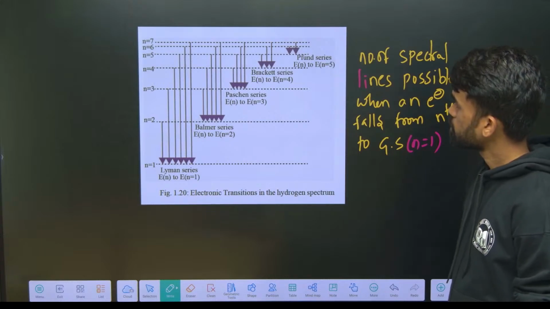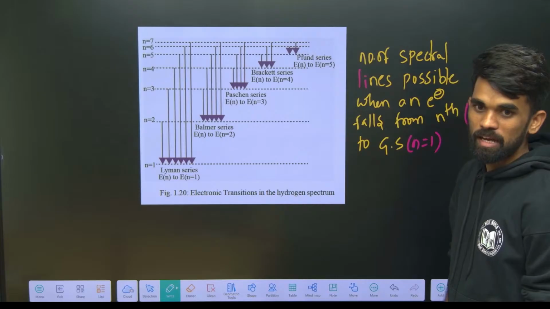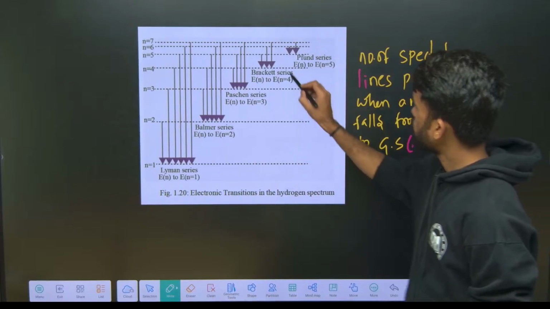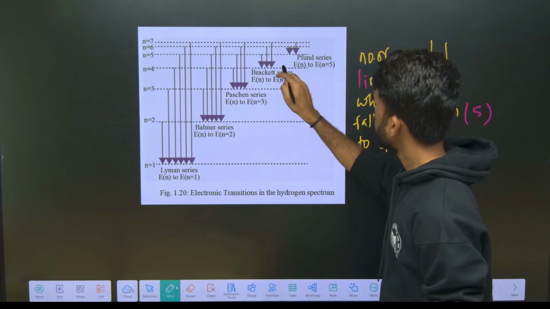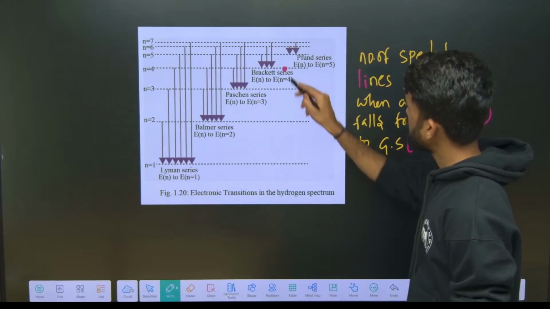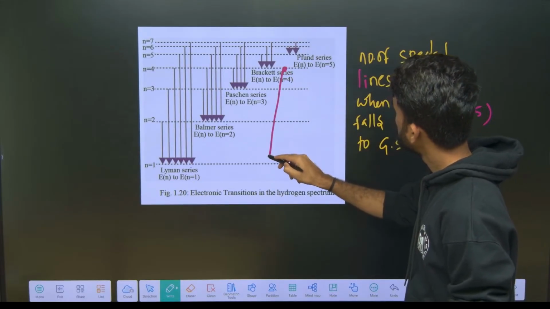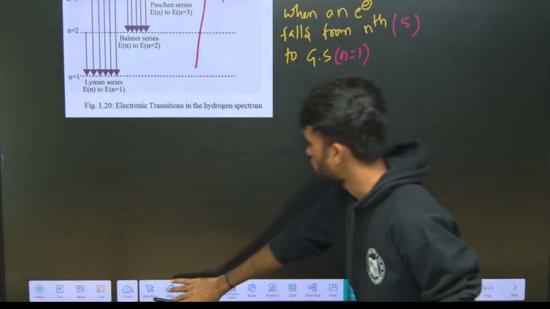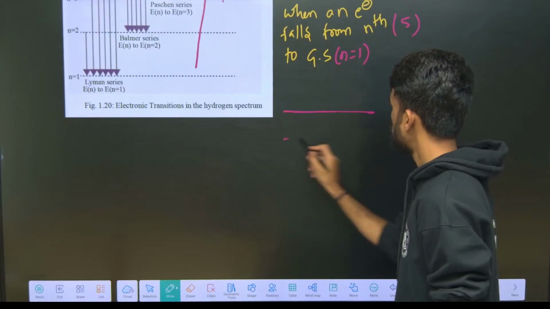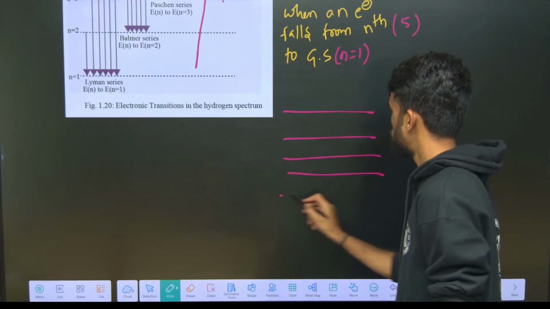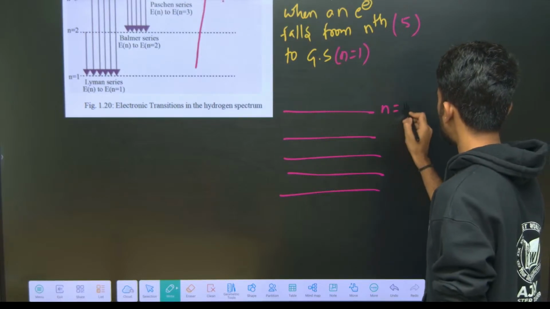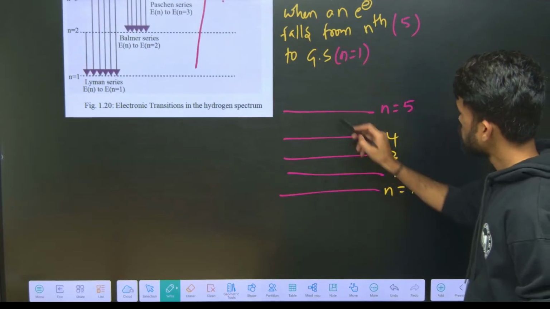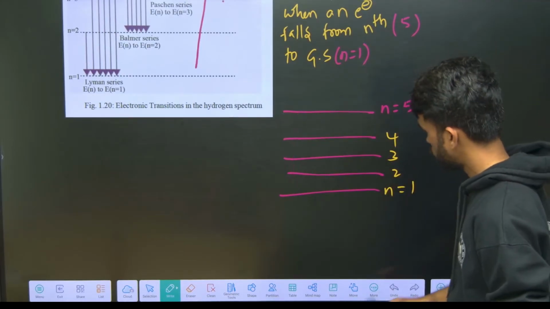5 to 1, 4 to 1, 3 to 1, 2 to 1, like that, how many are possible in total? Only 4? No. See, from the 5th state we have the electron, so it can directly come to the first state. I have taken only 4 levels, so we require 5. I will draw a line here separately: 1, 2, 3, 4, 5. So n equals 5 to 1 directly, and this is 2, 3, 4, let us say.